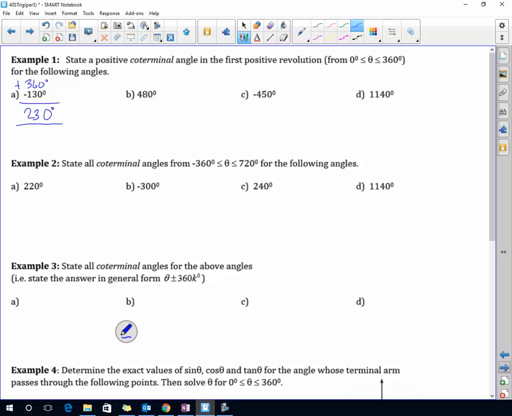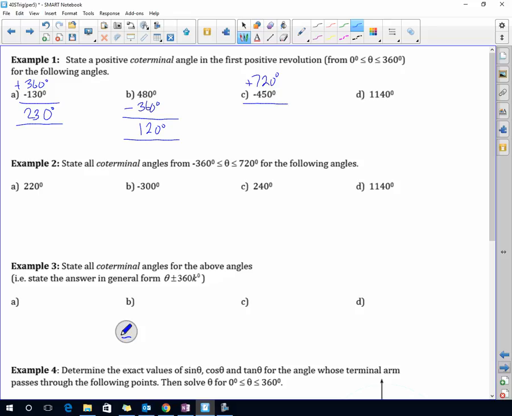Okay, what do I do here if I have negative 450 degrees? Add 360, add another. So what could we have done in the first place? Add 720 degrees to it. That's two multiples of 360, right? So that would be 270 degrees, the positive coterminal.